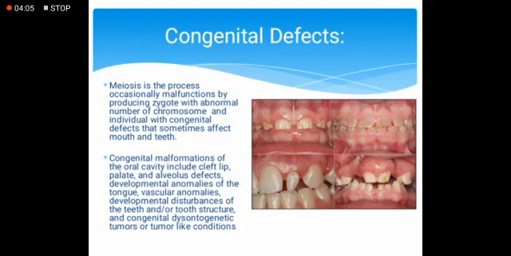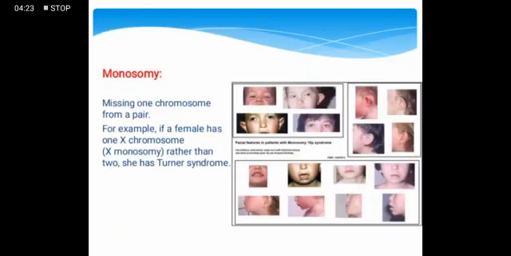Congenital malformations of the oral cavity include cleft lip, palate and alveolus defects, developmental anomalies of the tongue, vascular anomalies, developmental disturbance of teeth or tooth structure, and congenital dysontogenic tumors or tumor-like conditions. Monosomy. Missing one chromosome from a pair. For example, if a female has one X chromosome, X monosomy, rather than two, she has Turner syndrome.